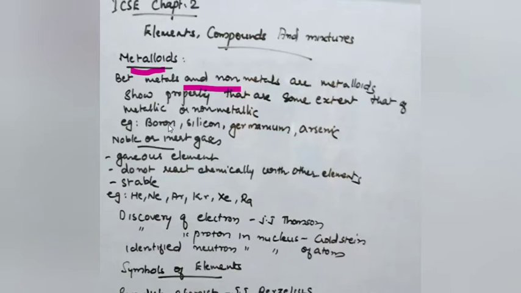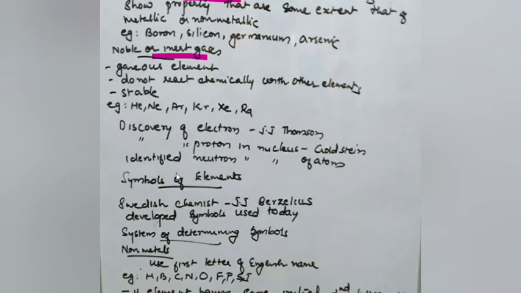So we have talked about metals, non-metals, then metalloids. Metalloids lie between metals and non-metals and show properties of both metallic and non-metallic. Next are the noble or inert gases, which are gaseous elements. They do not react with other elements, hence they are stable. When reacting with other elements, stability slowly decreases. So they are stable. They include helium, neon, argon, krypton, xenon, radon. Discovery of the electron is by J.J. Thomson, and that of the proton in the nucleus by Goldstein.